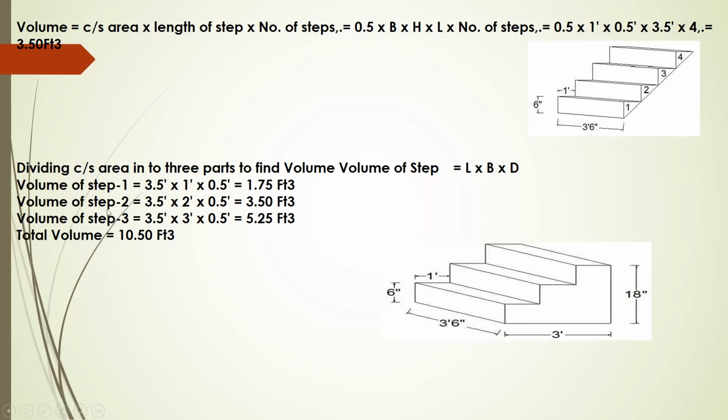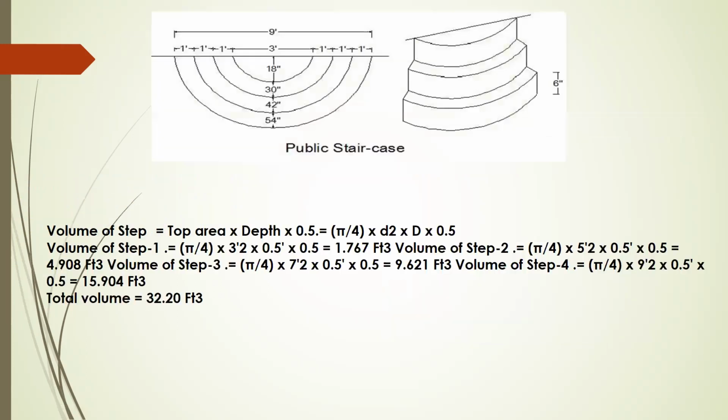Volume of step 2, 3.5 into 2 into 0.5, 3.5 cubic feet. Volume of step 3, 3.5 into 3 feet into 0.5 feet, 5.25 cubic feet. So total volume will be 10.50 cubic feet.